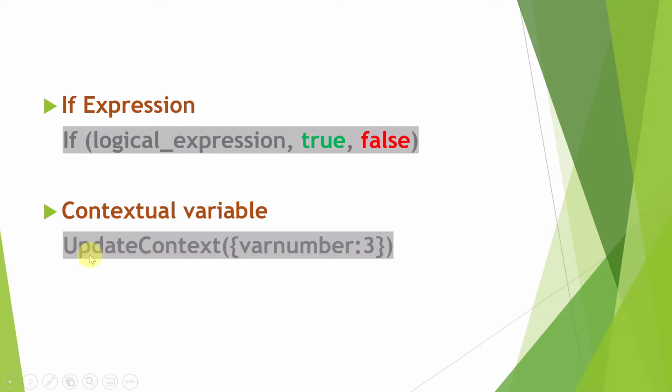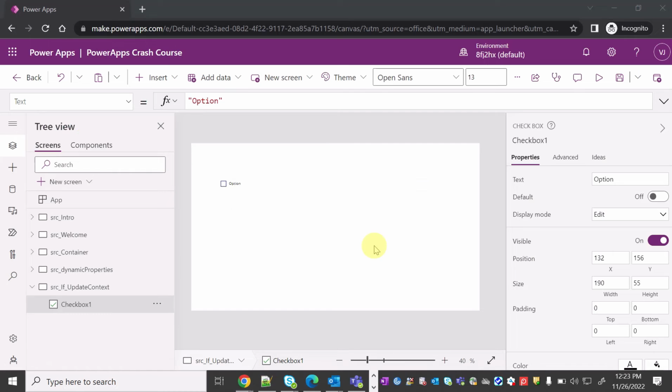So in this example, you can see I have given update context. It's a JSON kind of expression where number is the variable name and 3 is its value. So it will automatically take the type of this variable depending on the value which you specify. So let's see this in action.